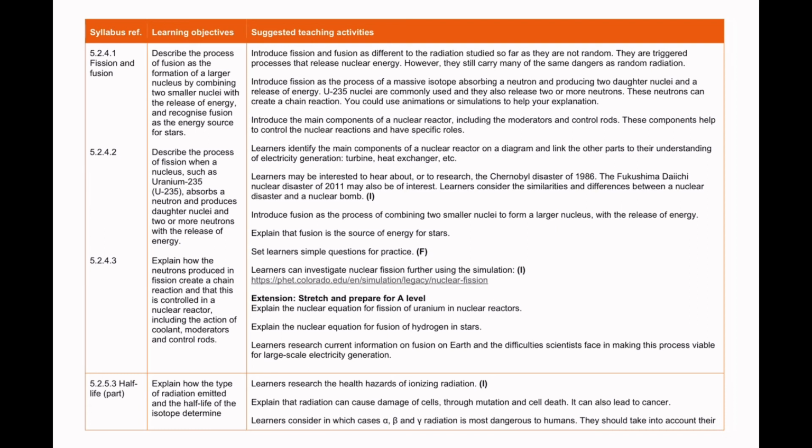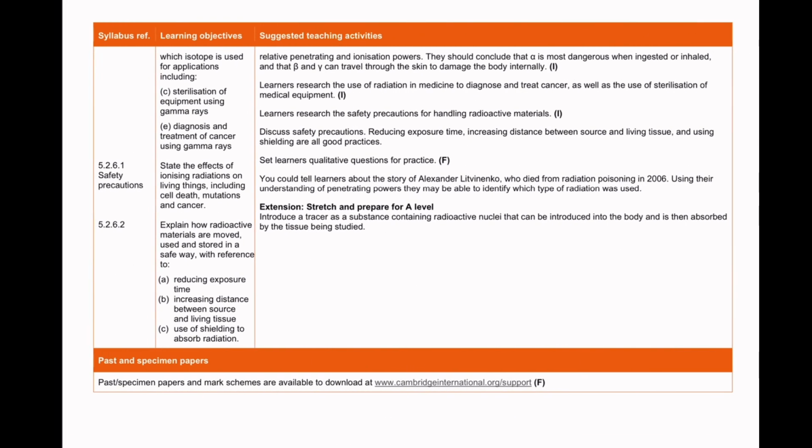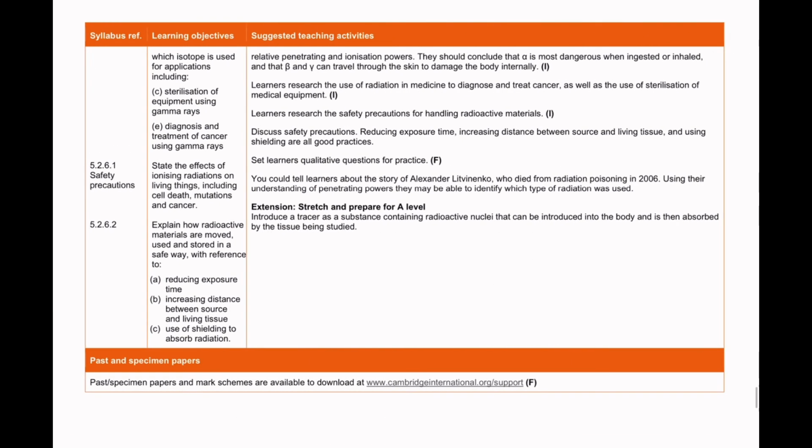Key concept. Half-life. Explain how the type of radiation emitted and the half-life of the isotope determine which isotope is used for applications including C. Sterilization of equipment using gamma rays, E. Diagnosis and treatment of cancer using gamma rays.